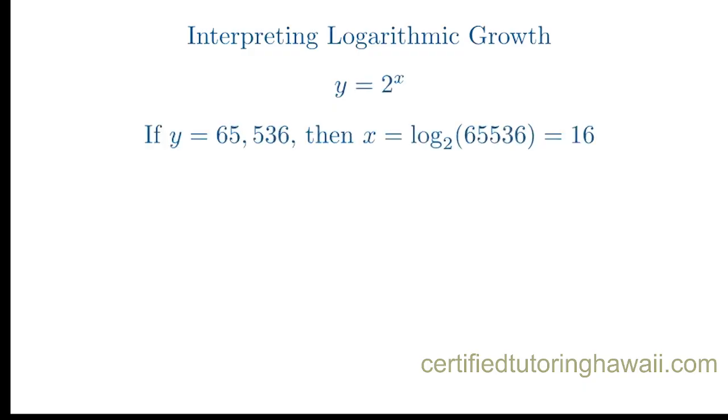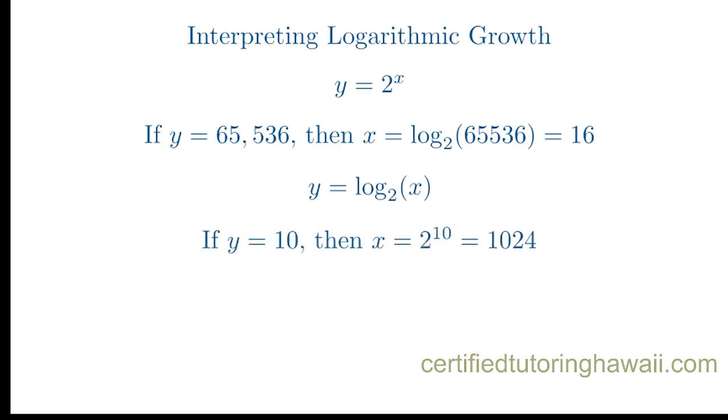For y equals 2 to the x, to get the output y to reach 65,536, you only need to go to an input of x equals 16. That's incredibly rapid growth. Now consider y equals log base 2 of x. To get the output y to reach a modest value like 10, you need an input x of 1,024. To get to 16, you need an input of 65,536. You need to put in very large numbers just to get the output to grow by a small additive amount.